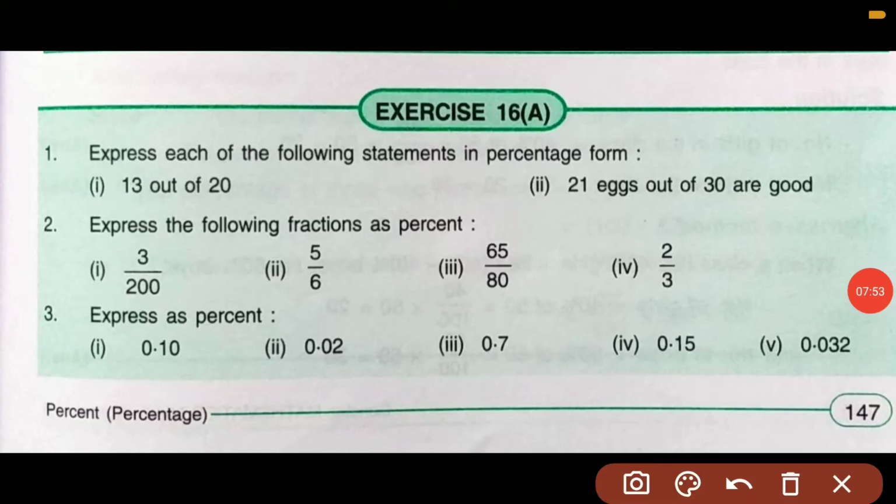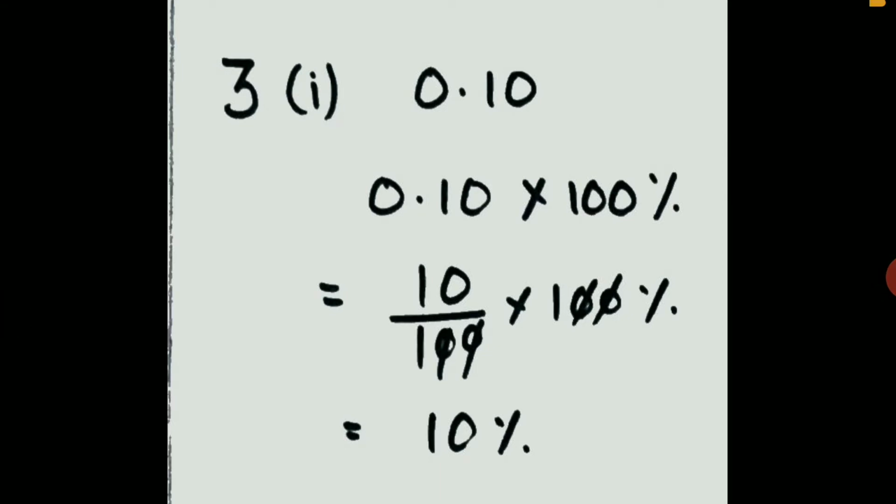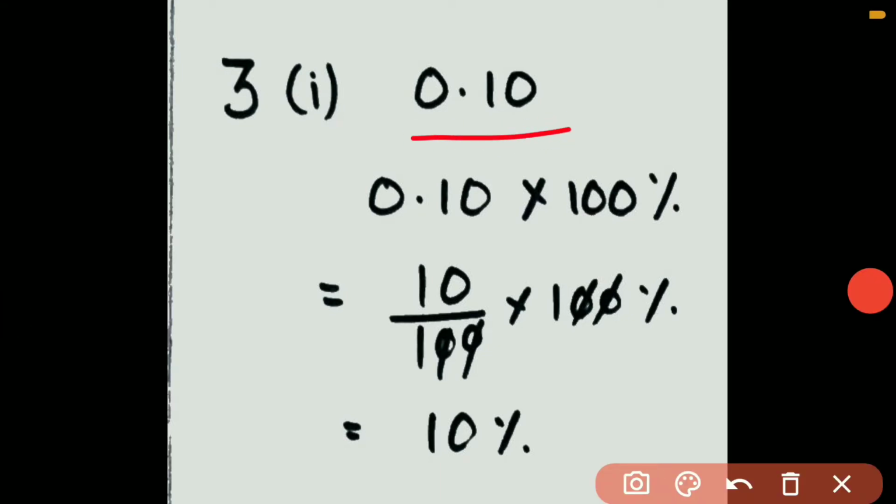Coming to question number 3, it reads as express as percent. The same question, express as percent. But here, instead of fractions, decimal numbers are given to us, right? Let us try to solve this. Well, coming to the solution of number 3.1, the question given to us is 0.10, which is a decimal number.